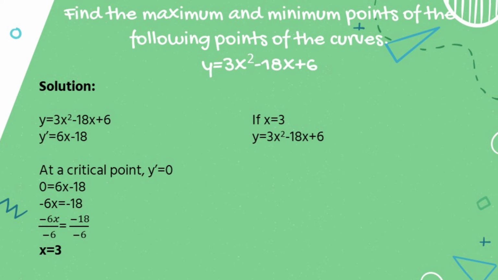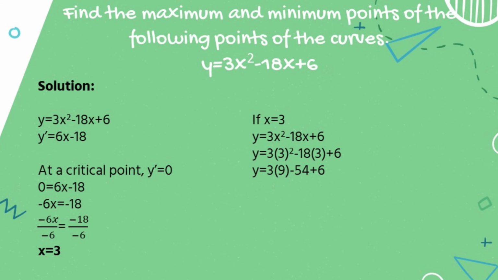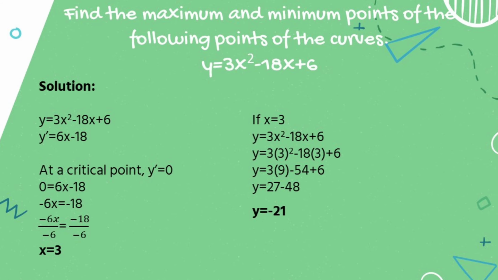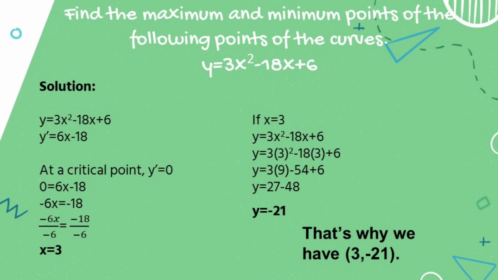to get the value of y. So we have y equals the quantity 3 squared minus 18 times the quantity 3 plus 6. Then combine similar terms. Negative 18 times 3 is negative 54. Then simplify it. 3 times 9 is positive 27, and negative 54 plus 6 is negative 48. So we have y equals 27 minus 48. Then our y is equal to negative 21. That's why we have the point positive 3 and negative 21.